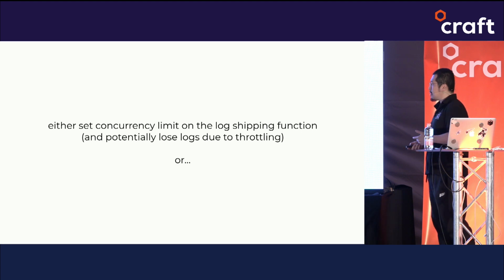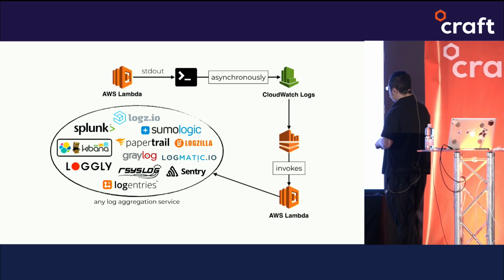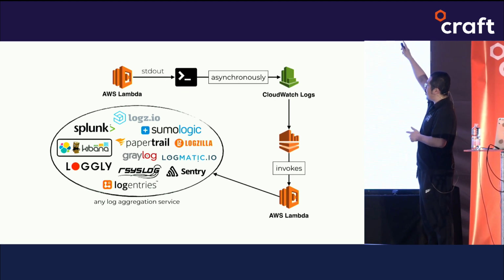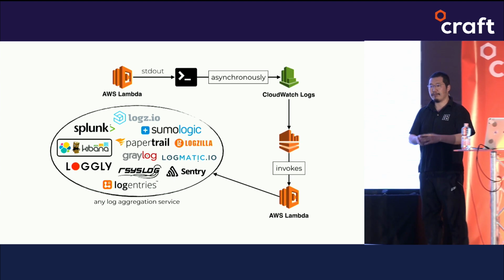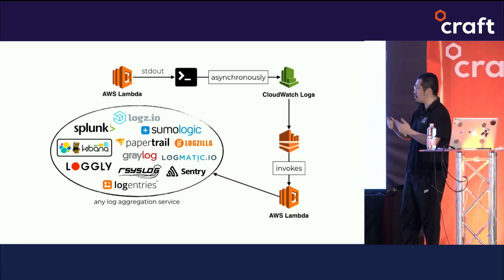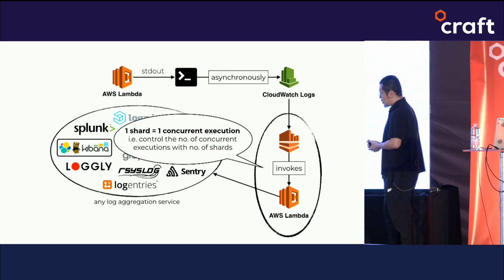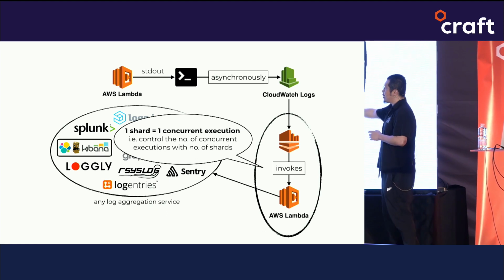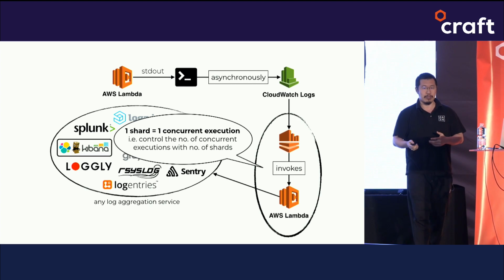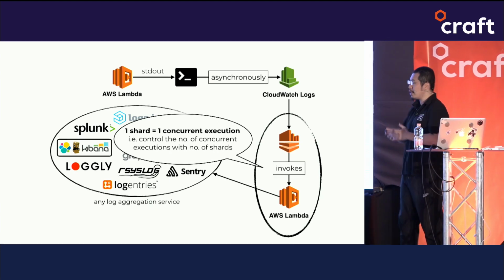So when you're running at scale, a much better approach is to instead stream your logs from CloudWatch Logs to a Kinesis stream first, and from there, subscribe another Lambda function to push them to Logly, logs.io, or whatnot. The reason why this is a better approach is because in terms of concurrency control, between Kinesis and Lambda, there's a one-to-one mapping between the number of shards you have and the number of concurrent executions you have for that particular function.